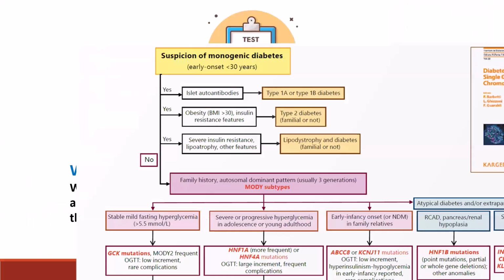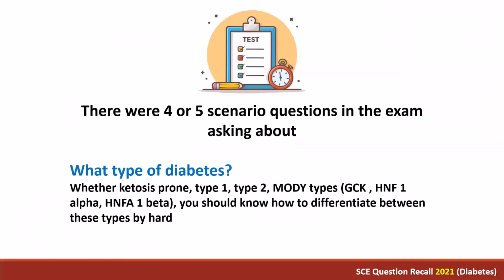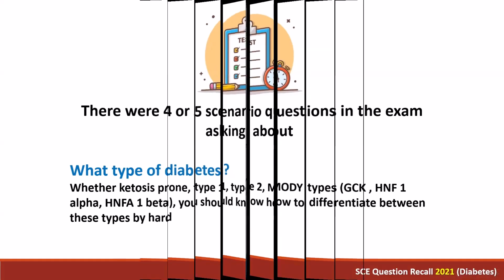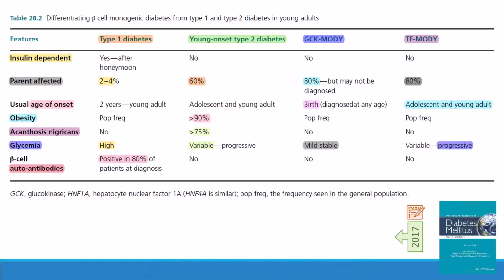A lot of the questions relate to MODY diabetes. In the 2021 recall, the question was to differentiate between ketosis-prone, type 1, type 2, HNF1 beta, and HNF1 alpha. As we mentioned, this is how to differentiate between type 1, type 2, glucokinase, and transcription factor forms.